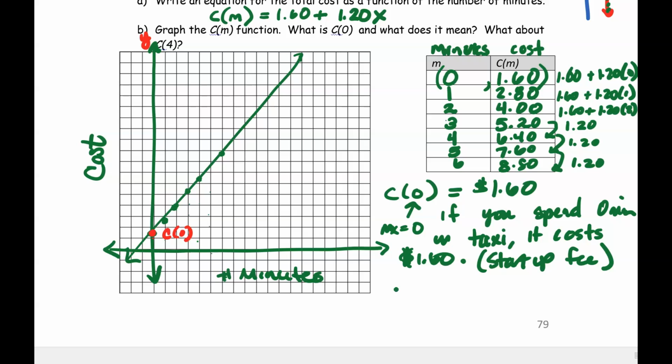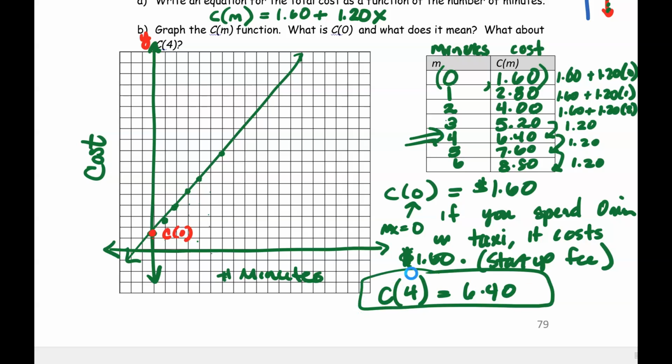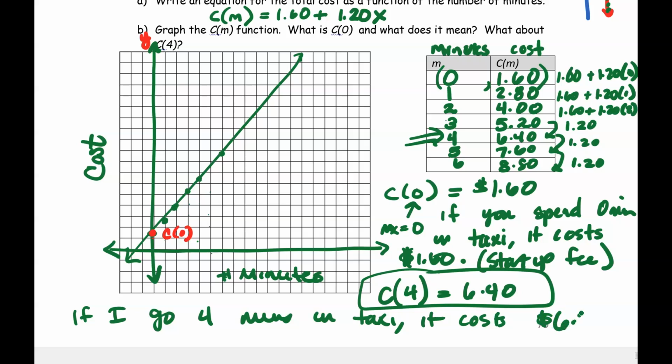What about c sub 4, or c of 4? We can look at the table. When you plug 4 in, you get $6.40. Well, what does this mean in terms of the problem? It means that if I go 4 minutes in the taxi, it costs $6.40.